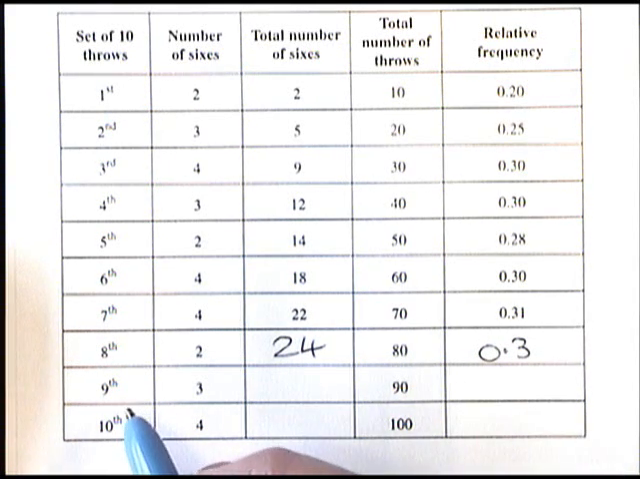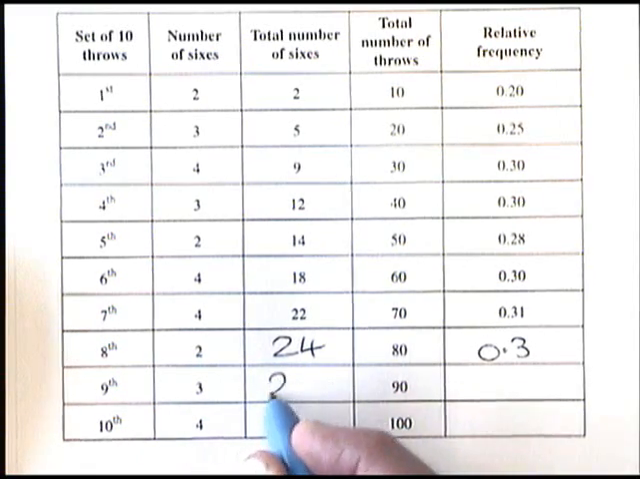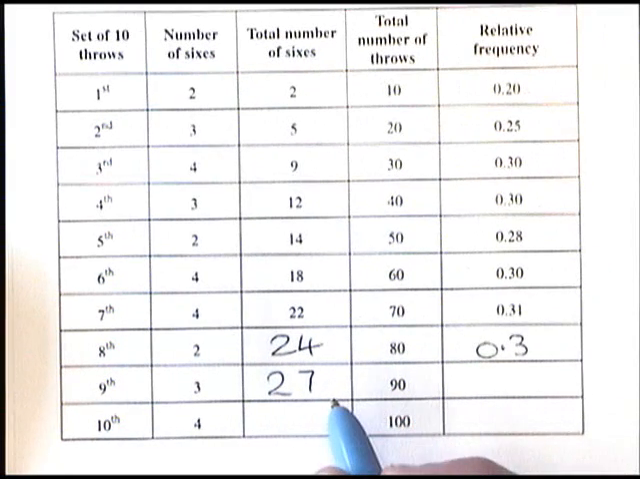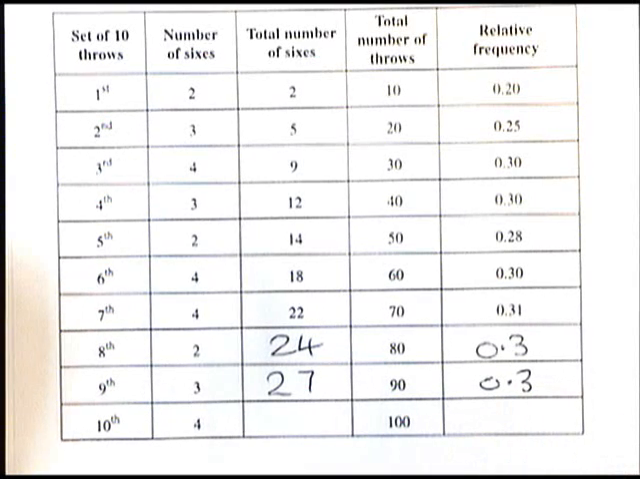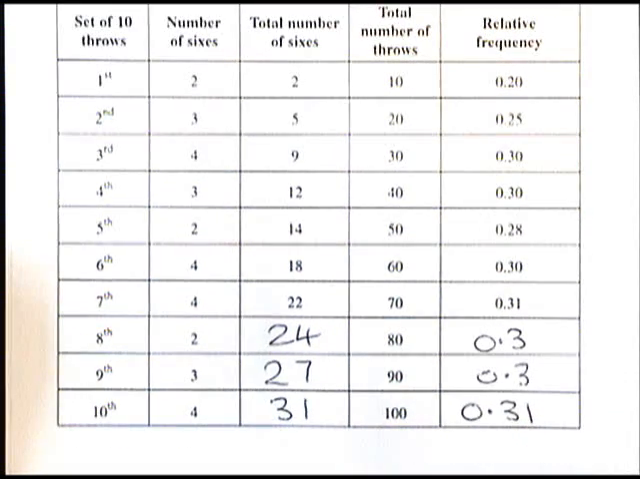On the 9th set of 10 throws, we had another 3 6s. Add that 3 onto that 24, you get 27. So we now need to do 27 6s out of 90 throws. I'm doing 27 divided by 90. That one is also 0.3. Final one, 4 more 6s. Add the 4 onto the 27, you get 31. 31 out of 100. If on the calculator you do 31 divided by 100, you get 0.31.